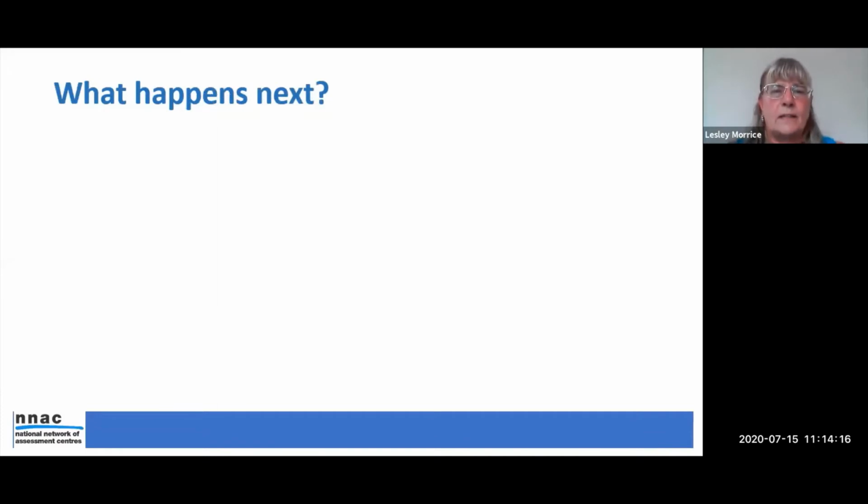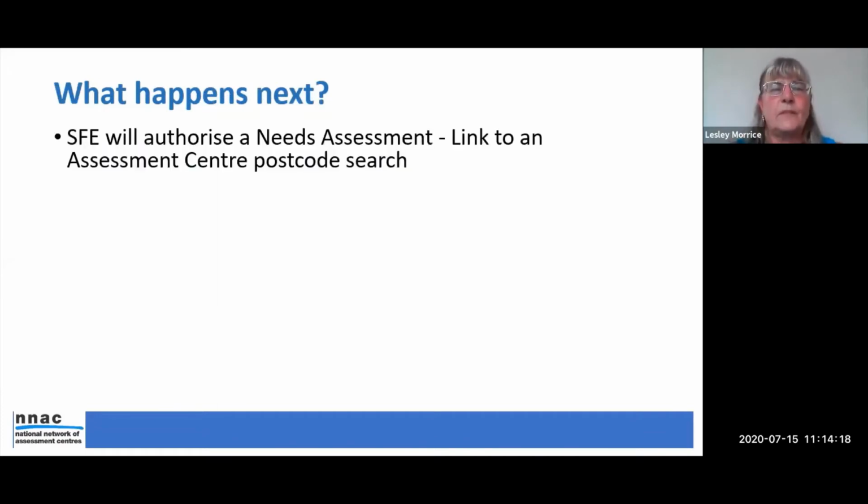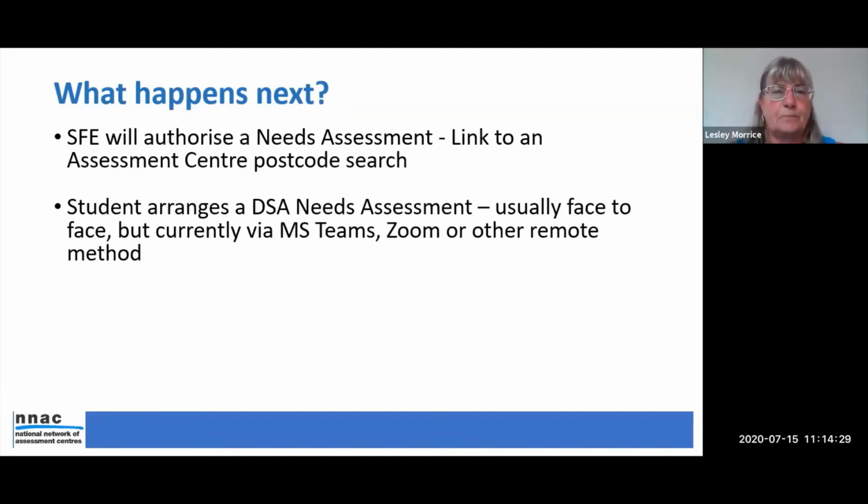So what happens next? You've applied. Student Finance England will then authorise a needs assessment, subject to them deciding that you are eligible. And this will provide a link to an assessment centre postcode search. The student then needs to arrange a DSA needs assessment. And it's just a case of looking at the postcode search.